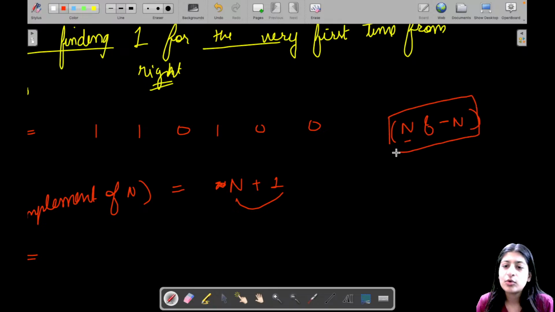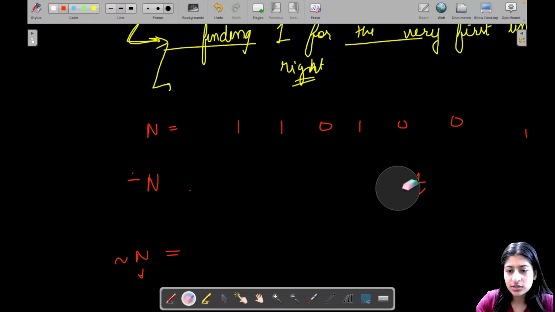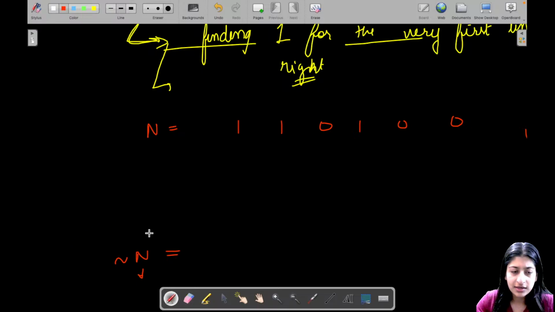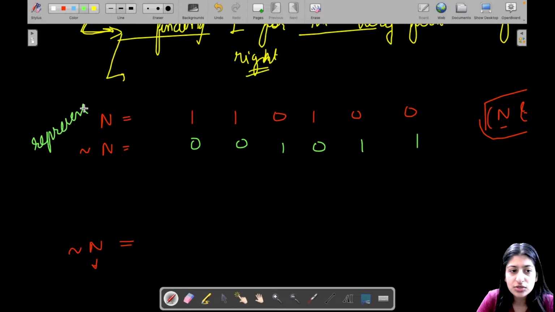So what I am going to find, we will see. First let's do it. So this is the number. Let's first write the inversion of this number. When I write the inversion, it will look like this. All the bits will be converted to the opposite ones. So this will become 0 0, this will become 1, this is 0, this will become 1, this will become 1. Because I want to find 2's complement, for representation purpose only, I am writing this negation of n.